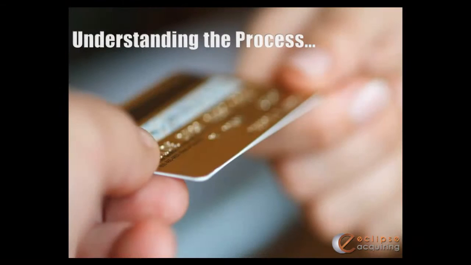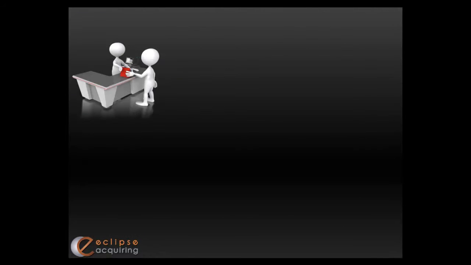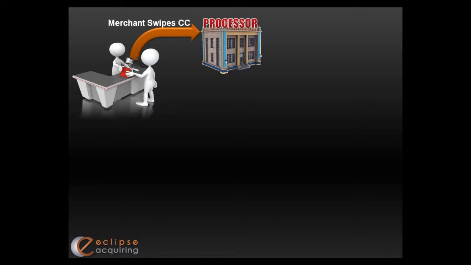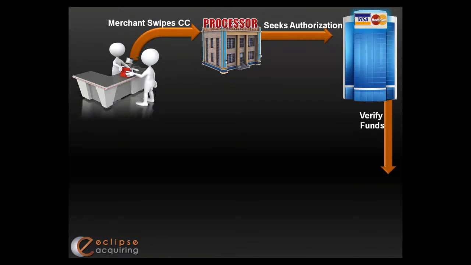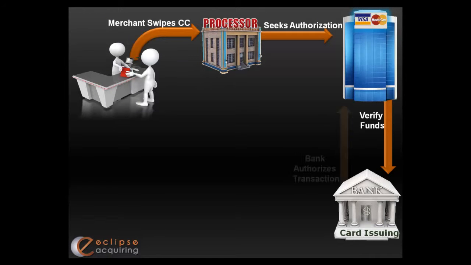Let's start with understanding the process of accepting credit cards. It starts with the consumer presenting their credit card to the merchant. The merchant swipes their credit card and it is directed to the processor, which then seeks authorization through the card type network. Interchange directs the inquiry to the correct card issuing bank of the consumer. The bank then verifies the funds are available and returns a response of approved or declined.